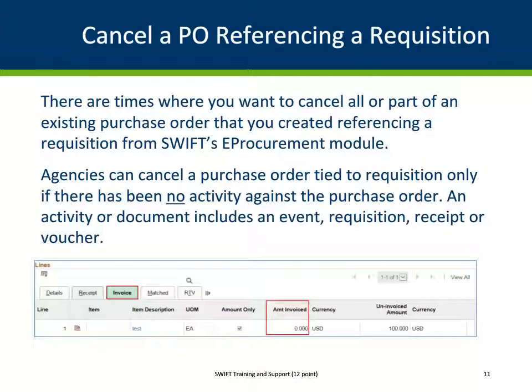There are times when you want to cancel all or part of an existing purchase order that you created referencing a requisition from Swift's eProcurement module. Agencies can cancel a purchase order tied to a requisition only if there has been no activity against the purchase order. An activity or document includes an event, requisition, receipt, or voucher. There are additional steps for canceling a purchase order tied to a requisition. Check the reference guides for more information.